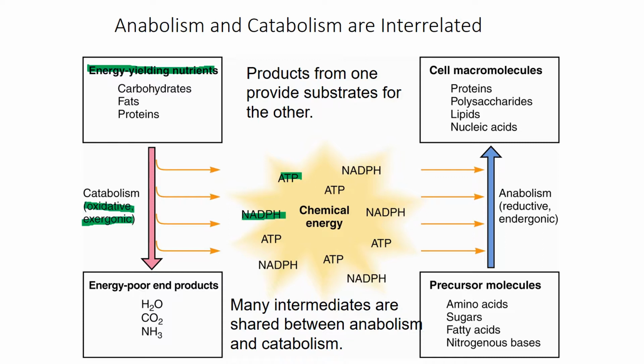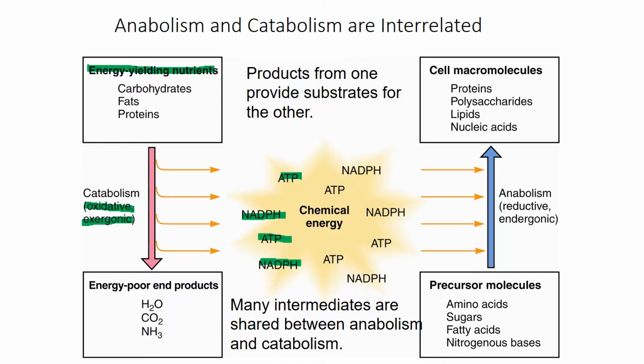This is an electron carrier molecule, NADPH, and that is going to shuttle electrons into the electron transport system, which is responsible for producing ATP. The byproducts of catabolism: water, CO2, and ammonia.